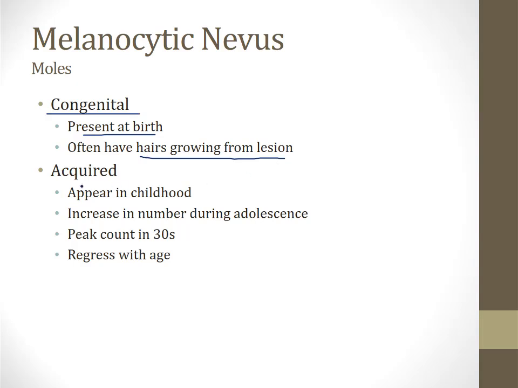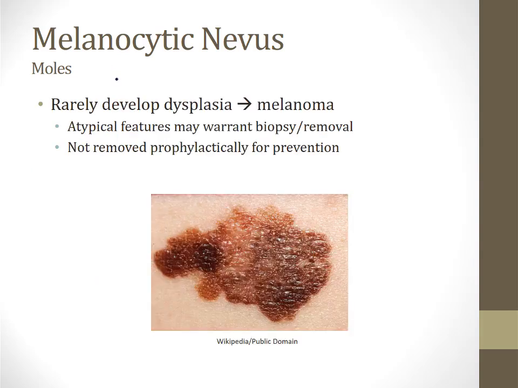More often, though, what you will see are acquired moles. These appear in childhood, they increase in number during adolescence and peak in the 30s, and they tend to, in some cases, regress as we get older. Rarely, these moles can develop dysplasia and turn into a melanoma. This is a picture of a melanoma on the screen here. I talk about melanoma in the video on skin cancer.